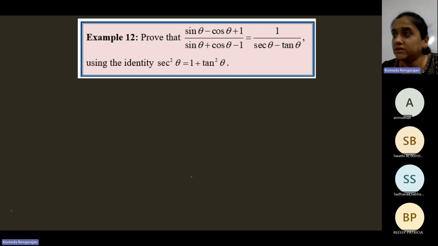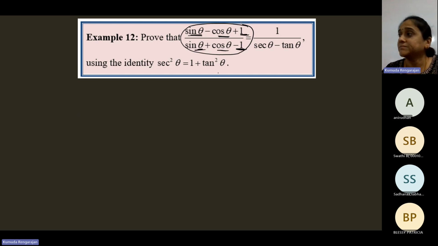So here you can see that the left-hand side of the identity is made up of sine, cos, and 1. Look at the identity. Prove that sine theta minus cos theta plus 1 by sine theta plus cos theta minus 1 is equal to 1 by secant theta minus tan theta. You can see that this part of the identity, it can be the LHS or RHS. So one side of the identity is made up of sine, cos, and 1.